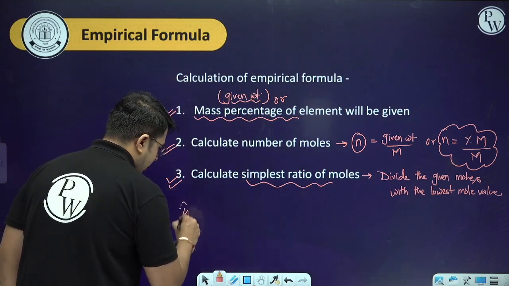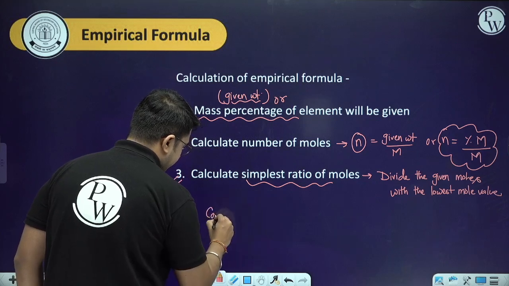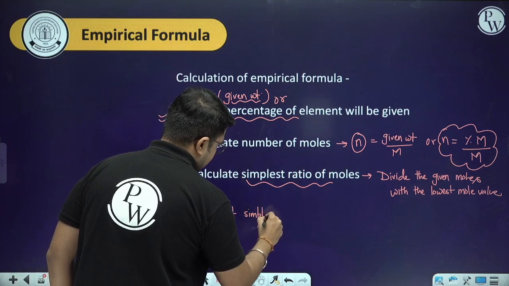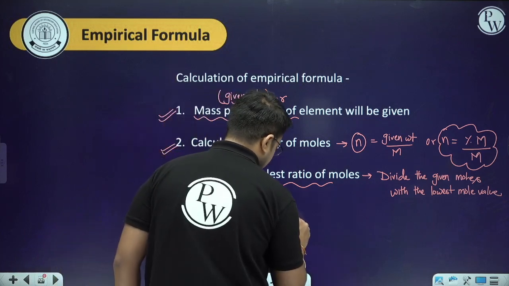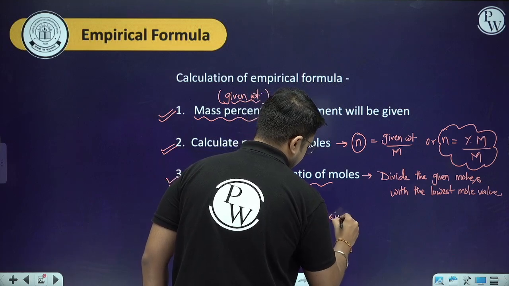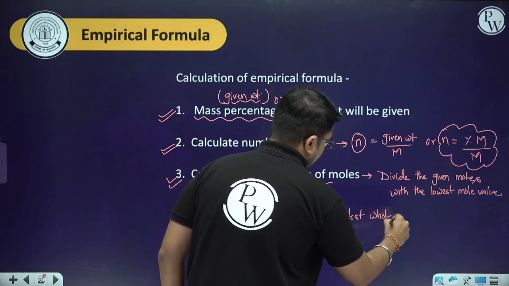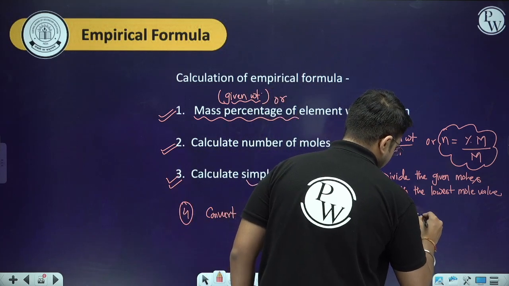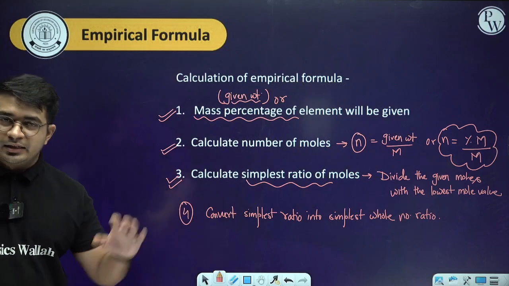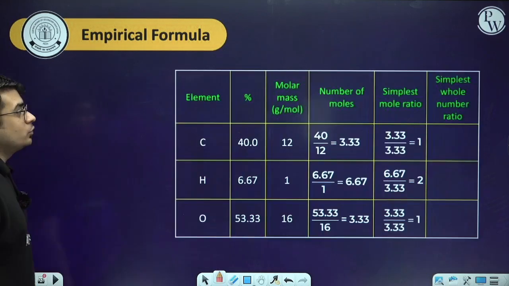If it is not a whole number, then convert the simplest ratio into the simplest whole number ratio by multiplying with such a number that every value will be a whole number. Okay, that's the entire part related to the calculation.